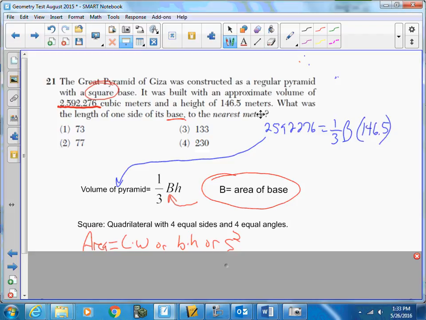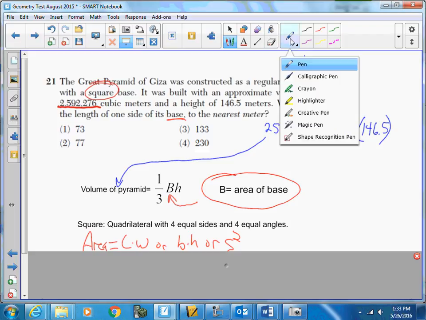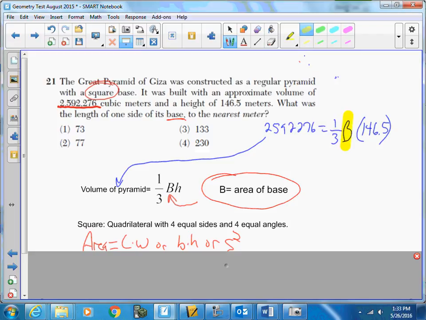All right, so you want to get this big B by itself. This one I'm about to highlight. You want to get that by itself. Well, it's being multiplied by 1/3 and by 146.5. So you actually can divide this entire thing by 1/3 and 146.5, and then divide this side by the same thing, 1/3 and 146.5.